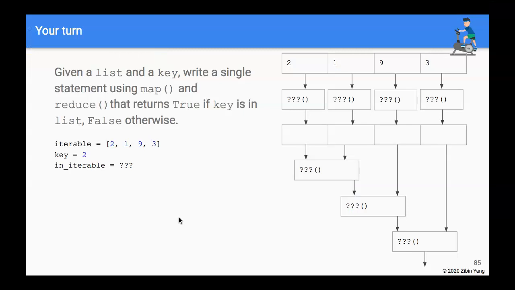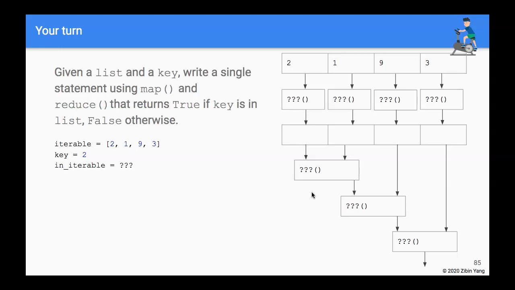And here is a second exercise. Given a list or an iterable and a key, in this case just a number, please write a single statement that uses both map and reduce, and it should return true if the key is in the list and false otherwise. This might be a little different from what you've seen so far. So think about, given this list of numbers, what can you do to map each of these values to another value that would help you determine, when you put everything together, if the key is in the list. Please give this a try.